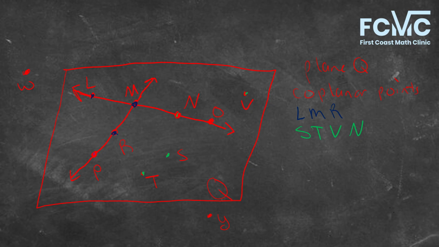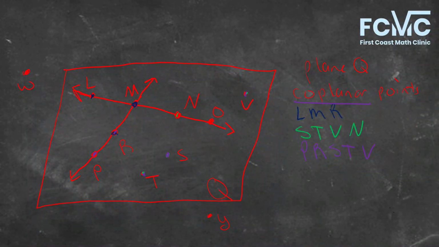We could do like P, R, S, T, V. So a couple different combinations of coplanar points that we can make, and we could also, if we wanted to put down every single point that's on this plane, we could also do that.